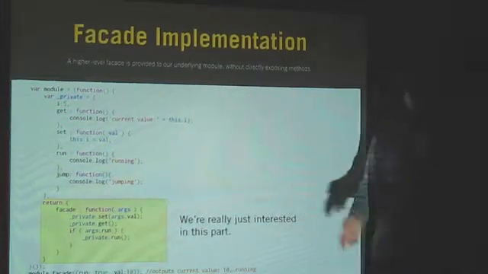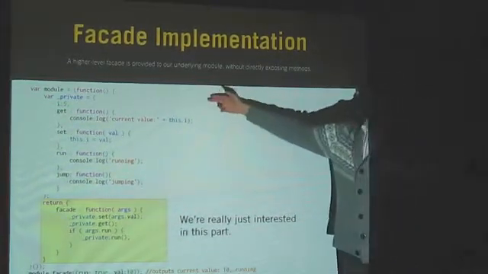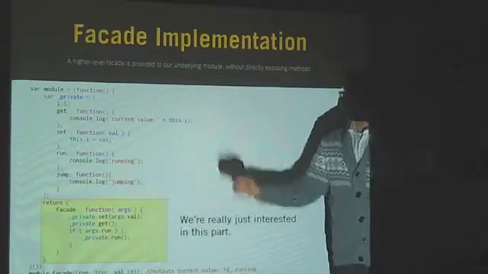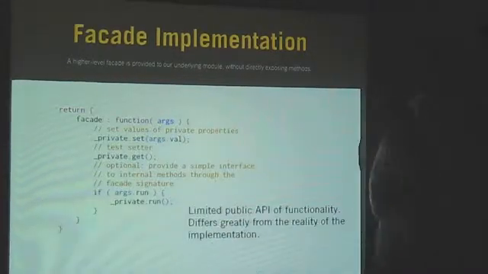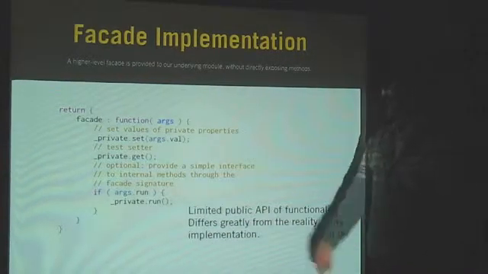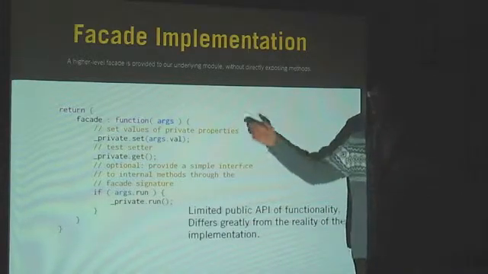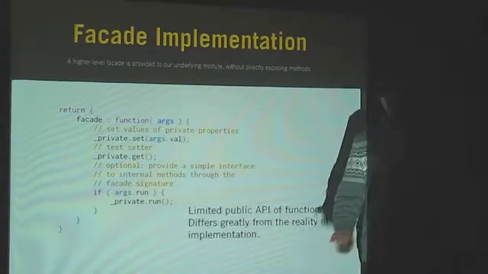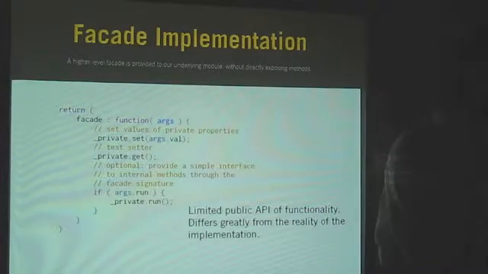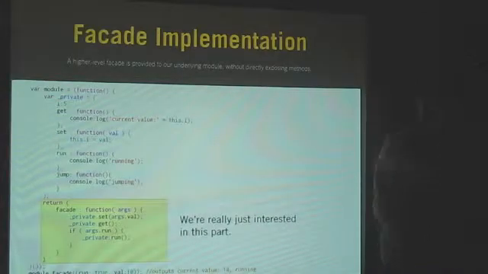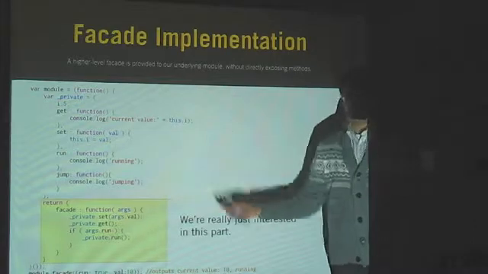This looks a little bit like the module pattern, right? It's got a private part to it, and then it's got a public interface that we're going to return. Let's zoom in on the important part. So this is the facade, and the way the facade works is that my public users don't actually have to know about anything that I'm doing in my previous slide. They don't have to know that there's a get or a set or a run or a jump.